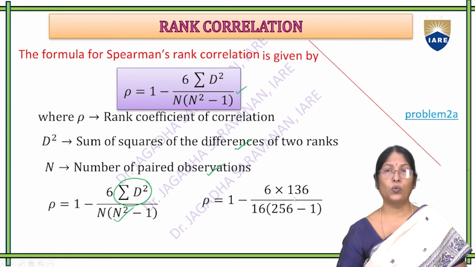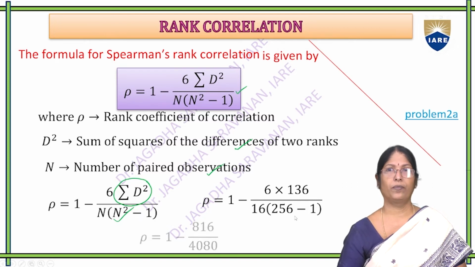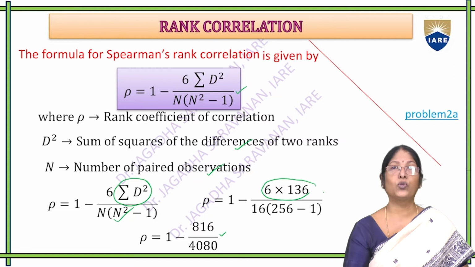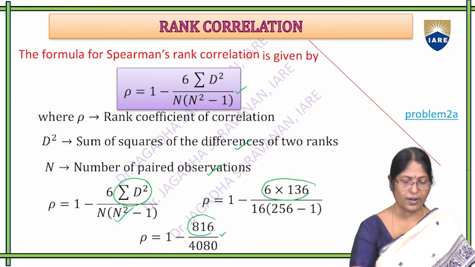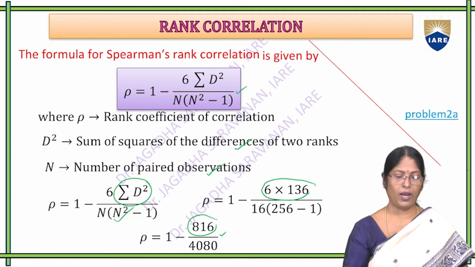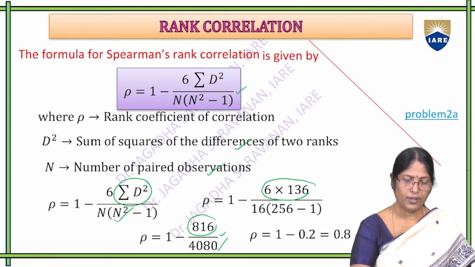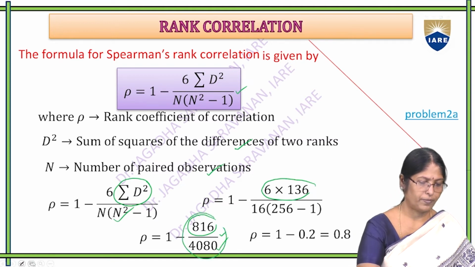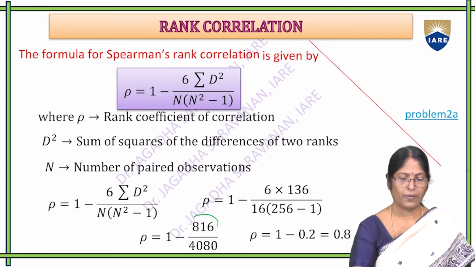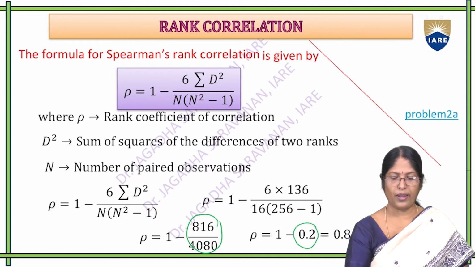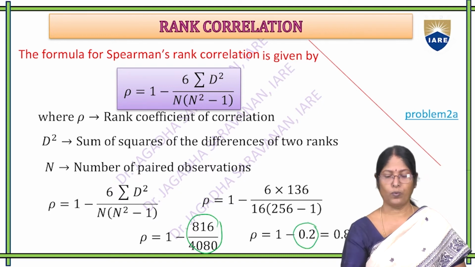So 1 minus 6 into 136 divided by 16 of 256 minus 1. So rho equal to 1 minus, this simplification is 6 into 136, that is 816, divided by 4080. So rho, finally we got it. This simplification, 816 divided by 4080, we got 0.2. So the result is 0.8.